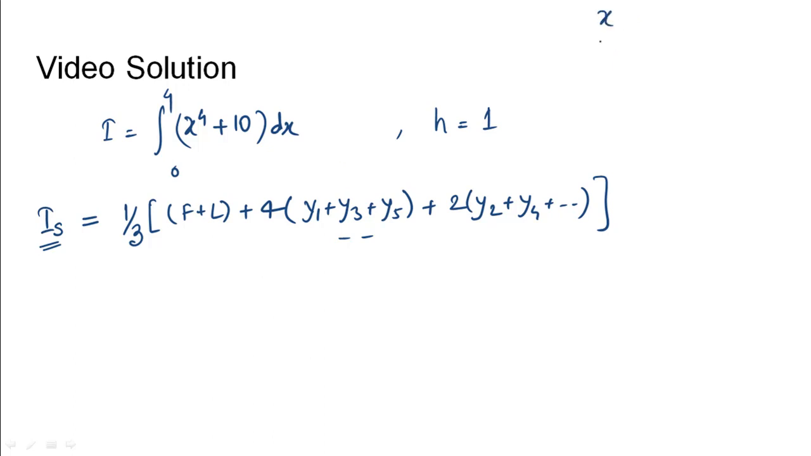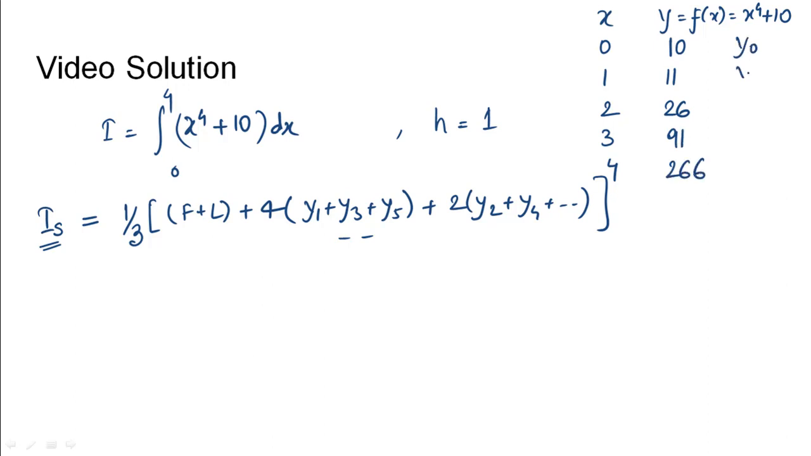The value of x would be 0, 1, 2, 3 and 4. The corresponding values of the function y, which is equal to f(x), that is x to the power 4 plus 10, would be 10, 11, 26, 91 and 266. So the first ordinate would be y0 and then we would go y1, y2, y3 and y4.